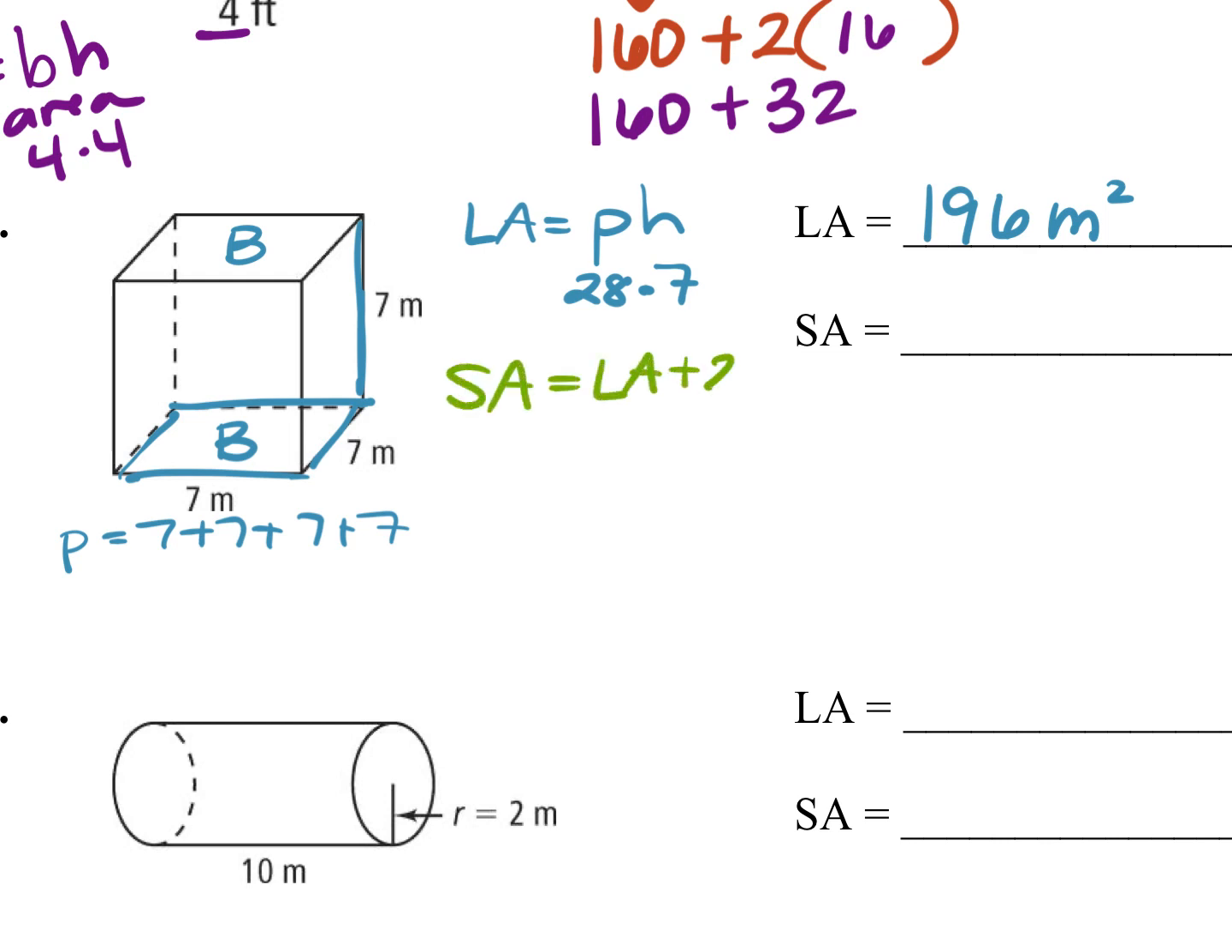How do you do surface area then? So this is LA plus 2 times B. What is B? B is not 7. B is 49. 7 times 7, right? Base times height. This times that. So 49 is your B. So you take 196, your lateral area, plus 2 times the 49. What's 196 plus 98?